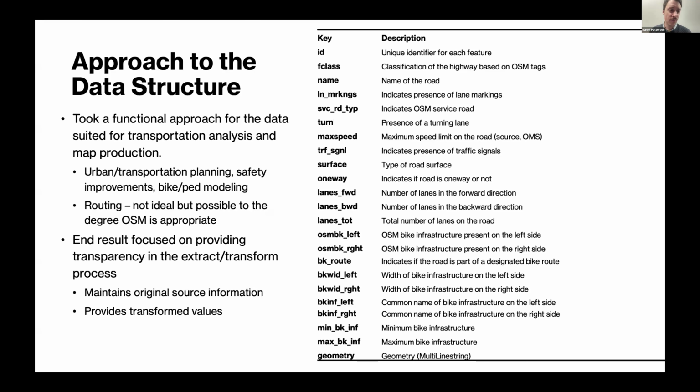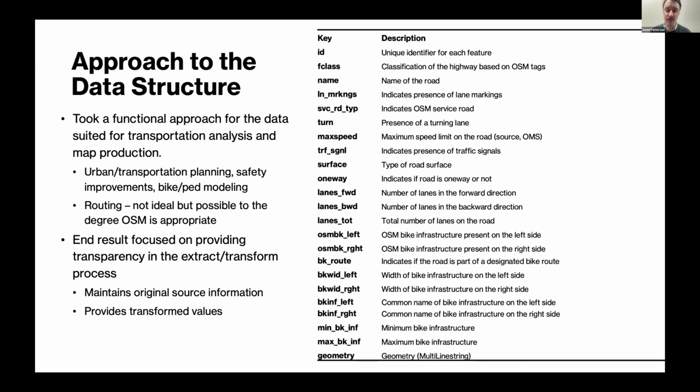The end result really is intended to provide transparency from the analytical process, so not trying to create a very simple data set where you just have the bicycle facility type, but rather all of the information that went into that process. So that's going to have the F class from OSM. It's going to have the OSM bike facility, so what was tagged within that segment, but then also the transformed variables as well. So really looking to be functional and also transparent with the information that's stored.